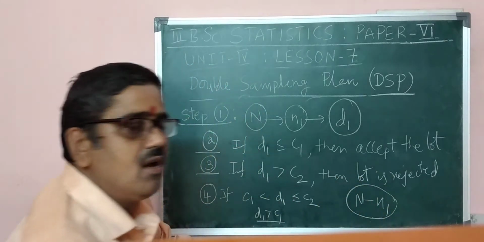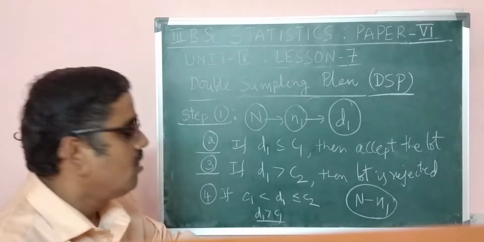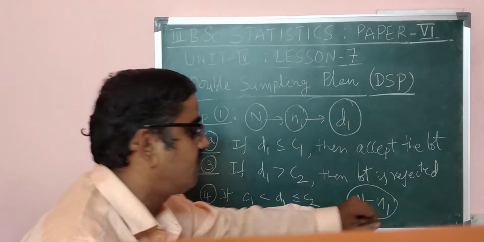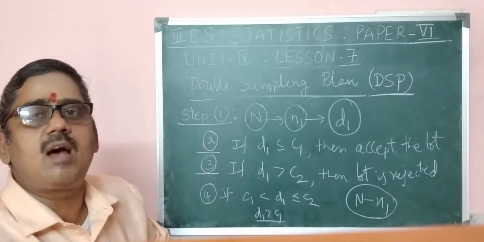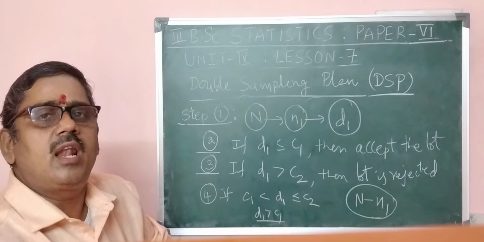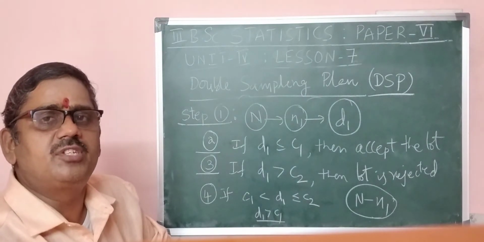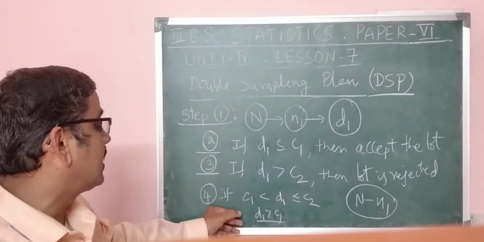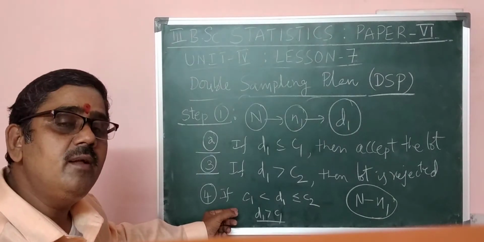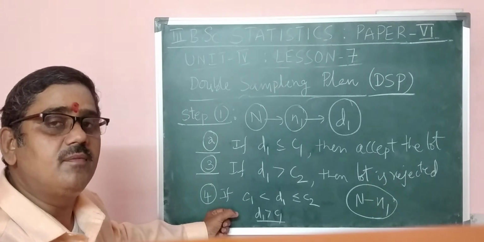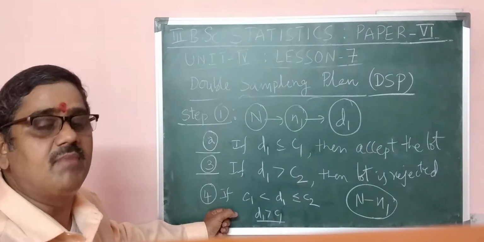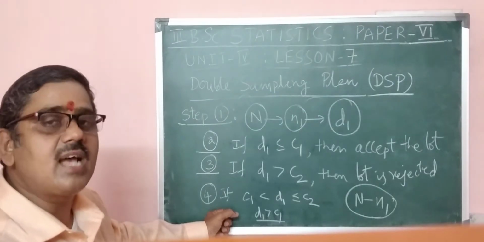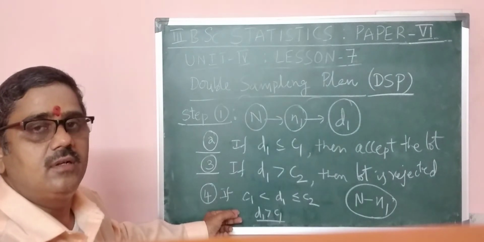For example, 1000 items are there. To inspect the first sample, we have considered the first sample of size 20. Then 1000 minus 20 is 980. From 980 items, you have to select the second sample. In the fourth point, you have to select the second sample. You have to consider the second sample.